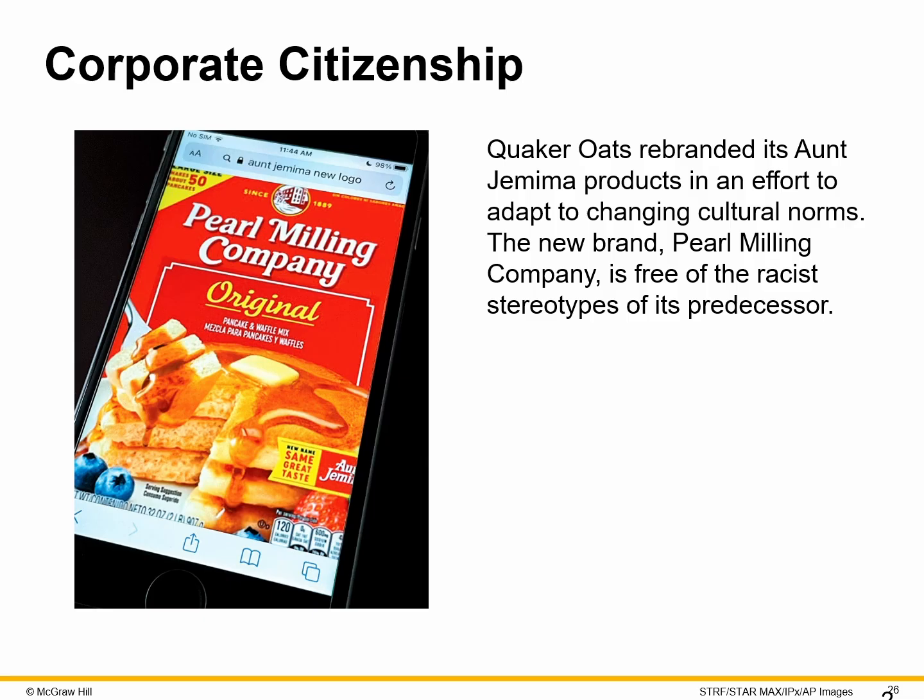Okay, insider corporate citizenship is how corporations present themselves to the public. And this is one that happened, probably about 4 or 5 years ago, where Quaker Oats had Aunt Jemima products, and they wanted to adapt to the new culture, and so they rebranded themselves as Pearl Milling Company, and they say that makes it free of racist stereotypes of its predecessor. But this is not in your book. I'm going to throw this out to you. Do some research on this, and the lady that was branded as Aunt Jemima, her family was very, very upset over this because they said it took away from her legacy, and they did not feel like it was racist.